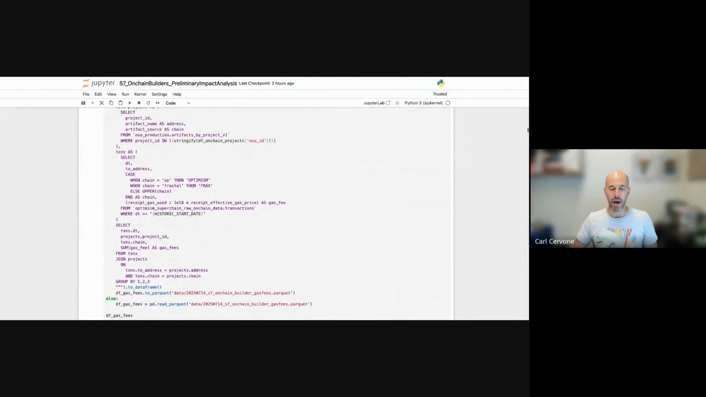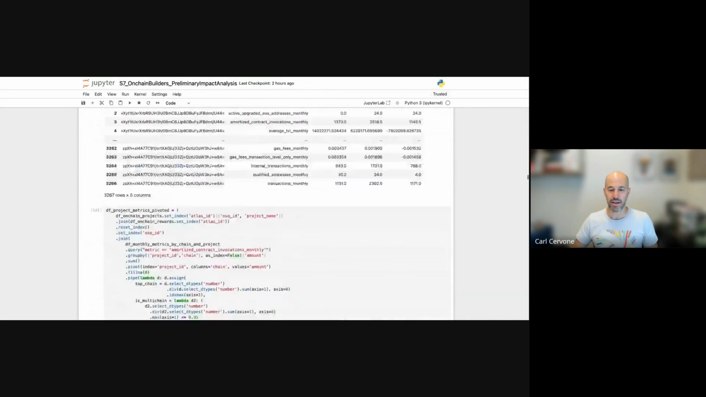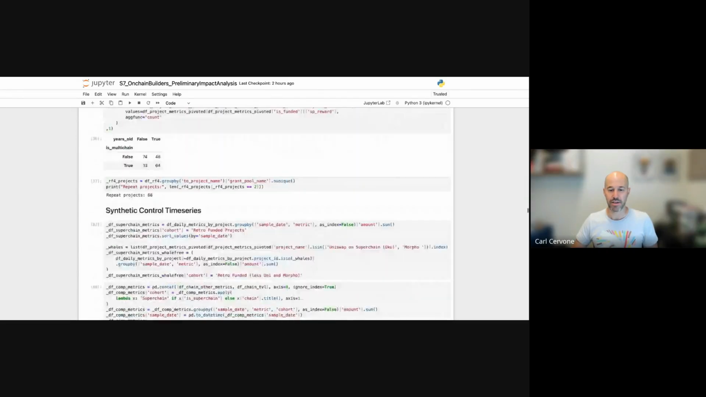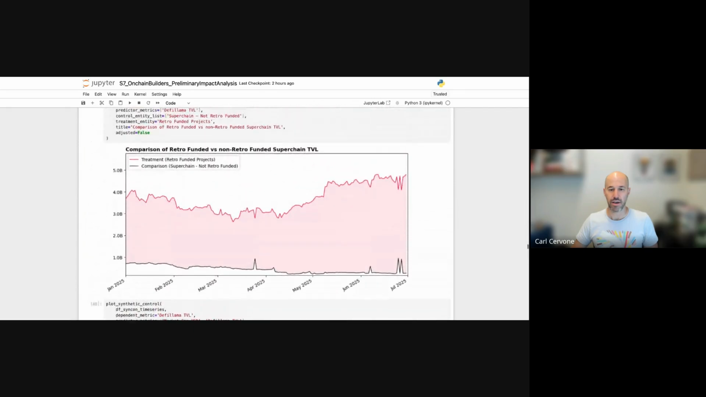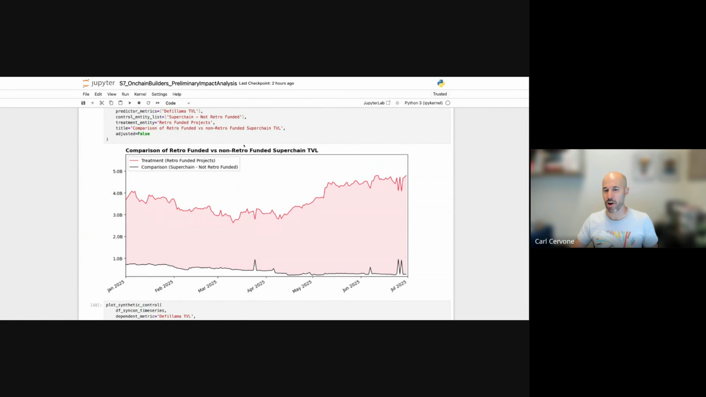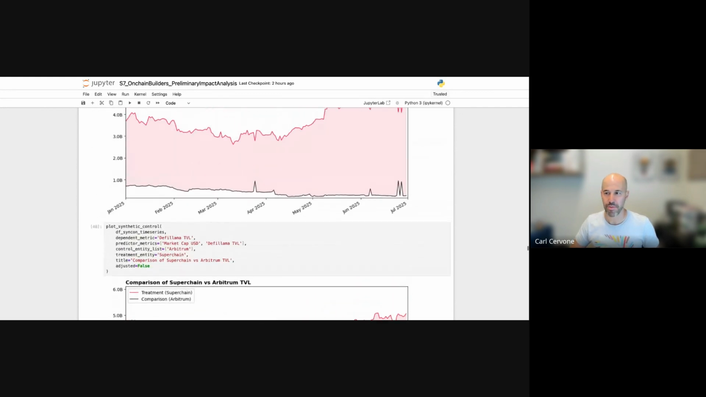I definitely think for the on-chain builders, there will be recurring questions that come up again and again. As an example, I want to compare this cohort of projects against that cohort of projects. That will be a very common one. Or I want to compare this one against another chain or another ecosystem. That type of thing I can imagine happening quite a bit.